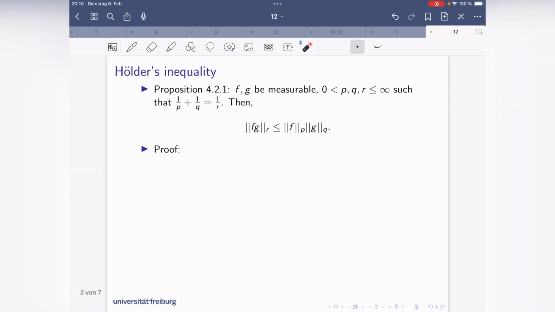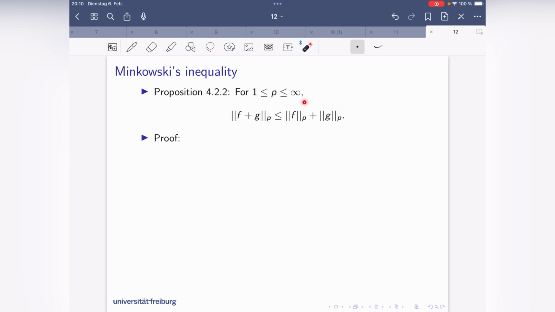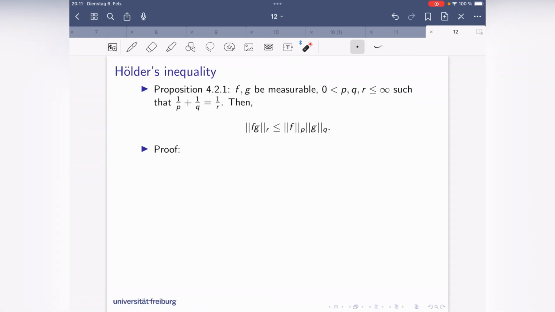Another thing which you will need for this double bars to be a norm is the triangle inequality. So that's this thing here. We will prove that on the next slide apparently, and this is called Minkowski's inequality, here in a version for p bigger or equal than 1. There are also versions for p smaller than 1, but that's rarely used, so we don't prove that here. And in order to prove the triangle inequality here, we need the so-called Hölder's inequality.